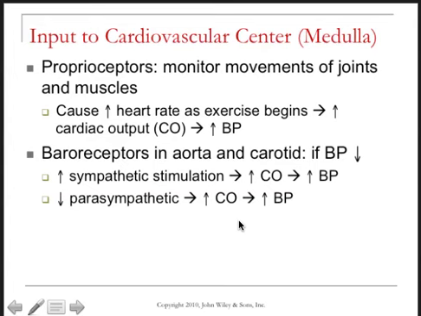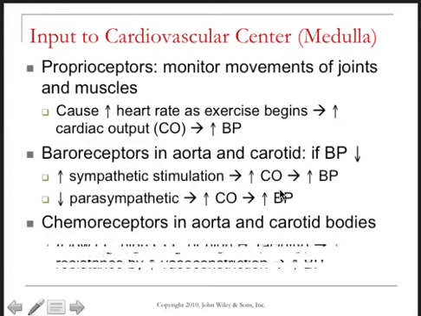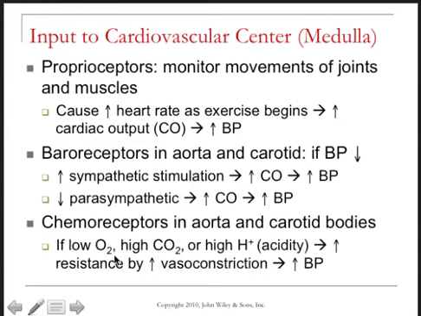Okay, so these two guys work together. There's also chemoreceptors that are present in the aorta and in the carotid body. Basically, if you experience low oxygen concentration or high carbon dioxide concentration in the blood plasma, or high acidity, we will increase resistance by increasing vasoconstriction and increasing blood pressure. And another thing that happens again is we increase the respiratory rate.